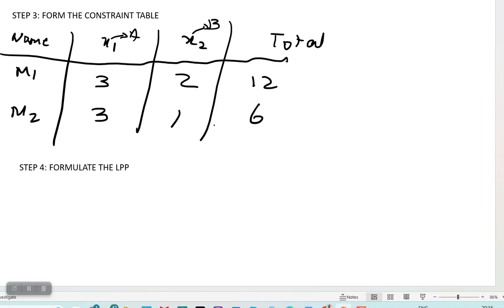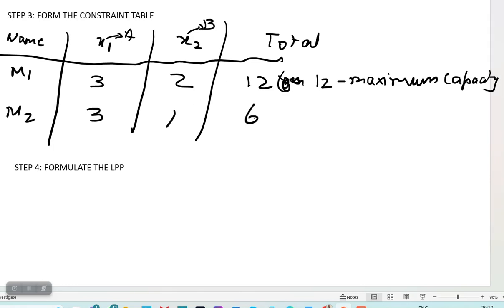Now we have to formulate the LPP. It is said this is the capacity. This 12 is the maximum capacity. That means, if your machine is available for 12 hours, you cannot use it for 13 hours. So the maximum use of that machine should be 12. Similarly, the maximum use of the second machine should be 6.